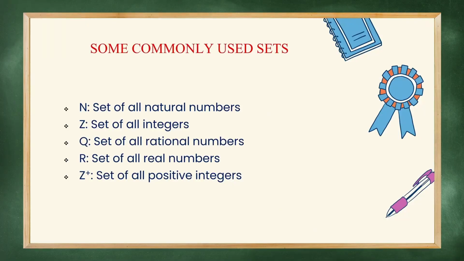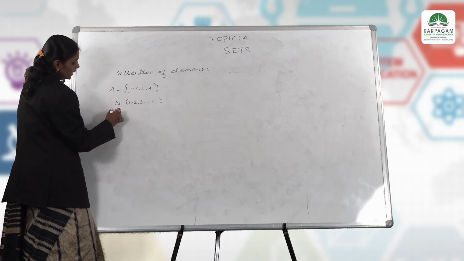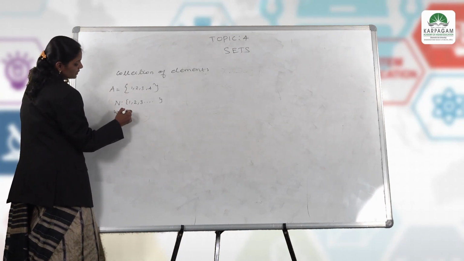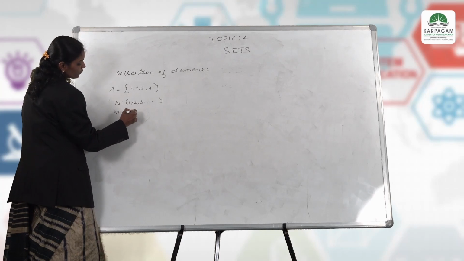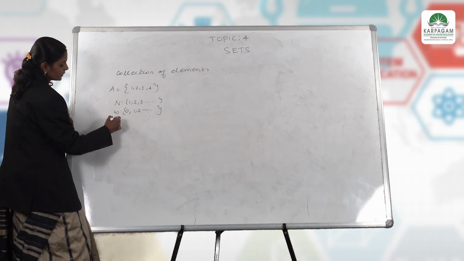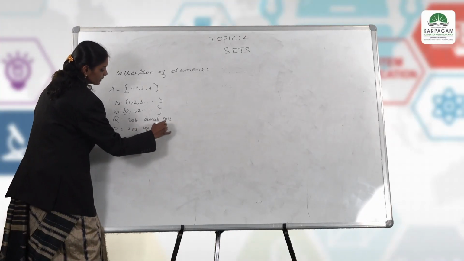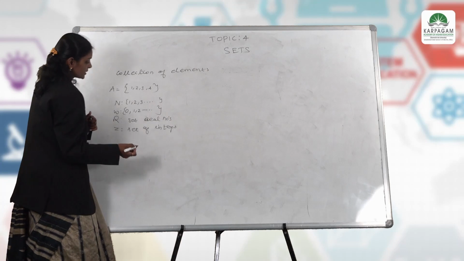Commonly used sets are: natural numbers N, for example 1, 2, 3, 4, 5, 6, etc. It contains only positive numbers. Whole numbers, the only difference being that we consider 0, 1, 2, 3, etc. And R, the set of all real numbers, and Z, the set of all integers. These are the commonly used sets.